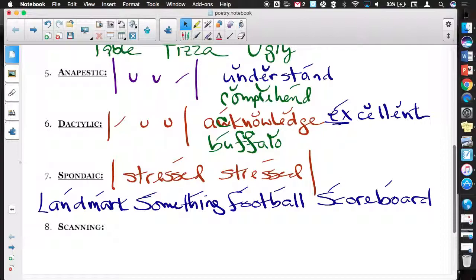So anapestic is unstressed, unstressed, stressed. Dactylic is going to be stressed, unstressed, unstressed.